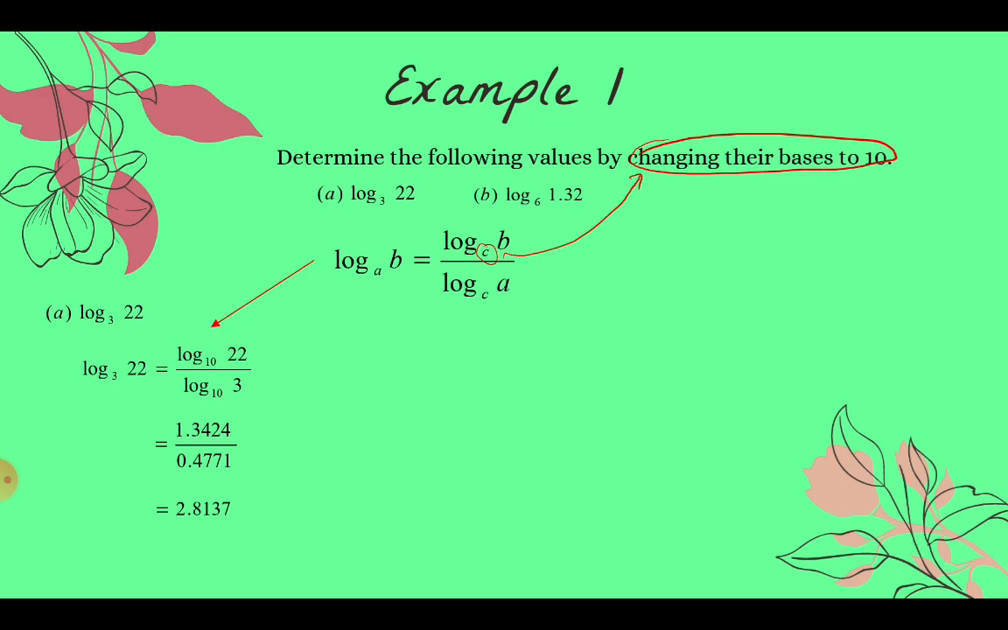The same goes for B, log 1.32 base 6. Our A is 6, our B is 1.32, and again C is the base that we want, which is base 10. We substitute the values in the formula, and log 1.32 base 6 is equal to 0.155. This is a simple, direct question. You just need to use the formula.